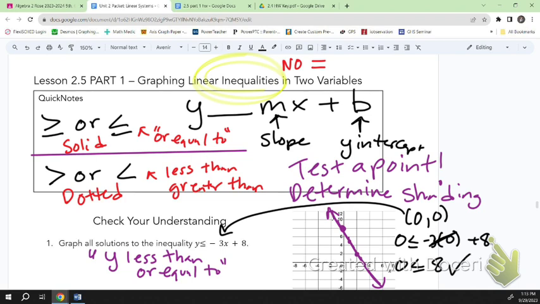So I'm going to take, I would shade this whole thing. So all of these points are solutions.